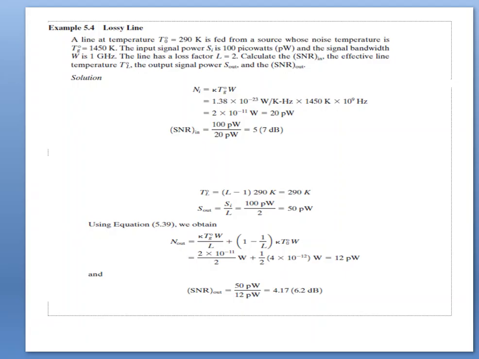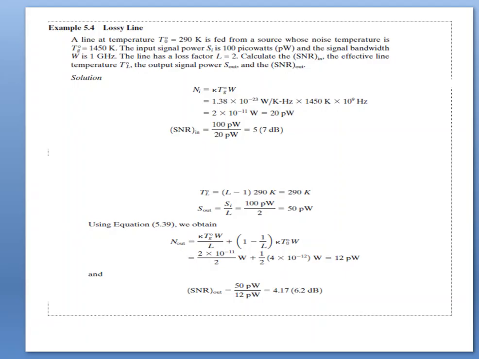We know from the noise figure equations, input noise Ni is equal to KTsW, and all parameters are given in the problem. Replace K, the Boltzmann constant, and Ts, that is 1450 Kelvin, and the bandwidth equal to 1 gigahertz, that is 10 power of 9 Hz. So you will get the value of input noise equal to 20 picowatts. After that we calculate SNR in equal to 100 picowatts divided by 20 picowatts, that is approximately equal to 5.